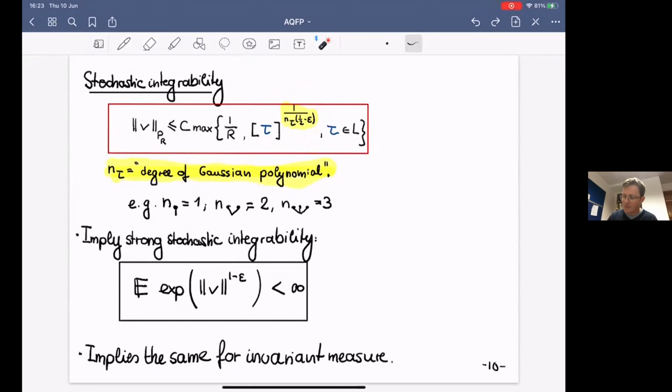So for any small epsilon, you can bound the expectation of the L infinity norm of this remainder v. So you get nice stretched exponential tails even in this strong topology, in this L infinity topology.